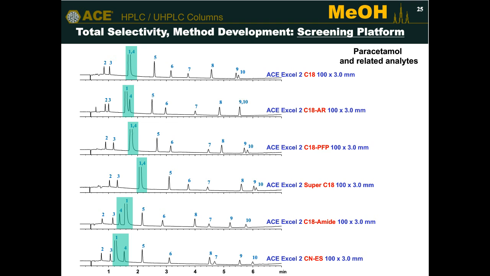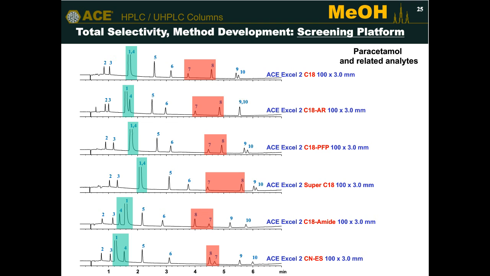Now, if we look at peak pairs 7 and 8, we can see they're quite well separated. As we start at the top, the C18, 7 and 8 are very well separated, big selectivity value between the two. AR and PFP, very well separated, all good. And even with the super C18, very well separated. But then when we get to the polar embedded C18 amide column, we can see we have a reversal in the elution order. So that polar embedded phase is definitely providing us different interactions for this mixture of compounds. And then at the bottom, the cyano-ES also has a reversal in peaks 7 and 8. So the selectivity is quite different for those last 2 column chemistries.